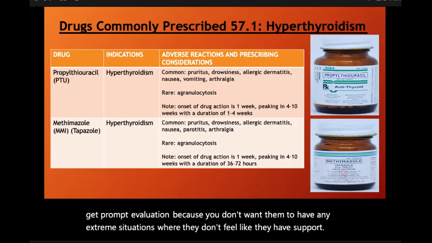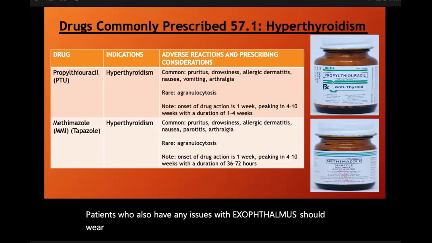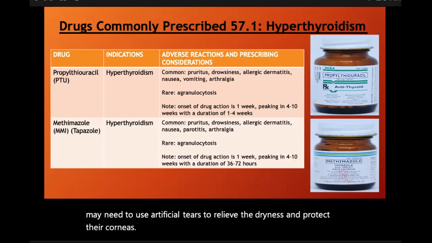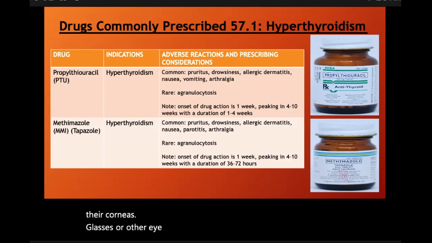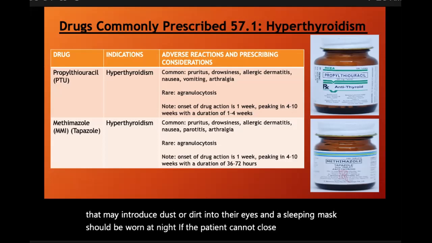Patients who also have any issues with exophthalmos should wear dark protective lenses when outdoors during the day. They may need to use artificial tears to relieve the dryness and protect their corneas. Glasses or other eye protection should be worn during any activity that may introduce dust or dirt into their eyes. And a sleeping mask should be worn at night if the patient cannot close their eyes adequately. Sometimes that happens.